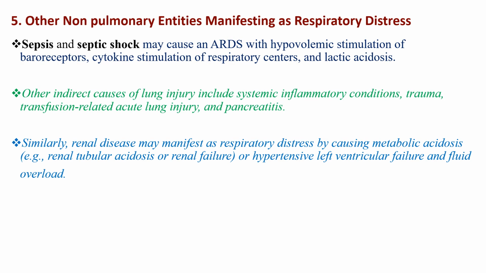The fifth one is other non-pulmonary entities manifesting as respiratory distress. Sepsis and septic shock may cause acute respiratory distress syndrome with hypovolemic stimulation of baroreceptors, cytokine stimulation of respiratory centers, and lactic acidosis. Other indirect causes of lung injury include systemic inflammatory conditions, trauma, transfusion-related acute lung injury, and pancreatitis. Similarly, Leigh disease may manifest as respiratory distress by causing metabolic acidosis or by causing hypertensive left ventricular failure.